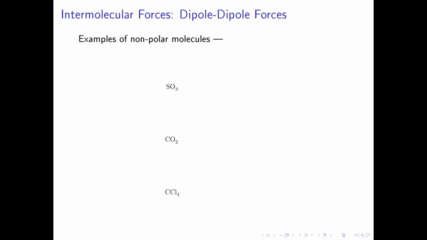The first molecule, sulfur trioxide, has the following Lewis structure. Notice that each of the oxygens does possess two lone pairs, and therefore has a region of high electron density. But due to the molecular geometry, in this case being trigonal planar, those regions of density each generate their own dipole, but they all cancel each other out, leaving no net dipole moment, and therefore this molecule is nonpolar.